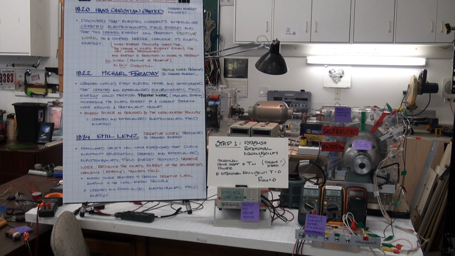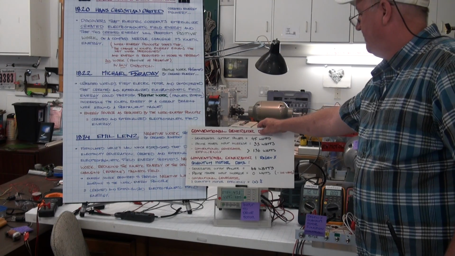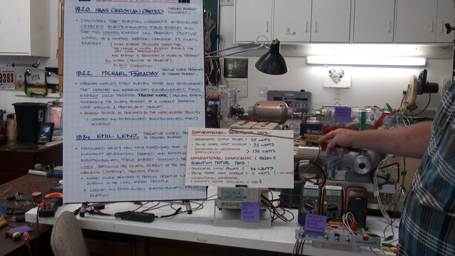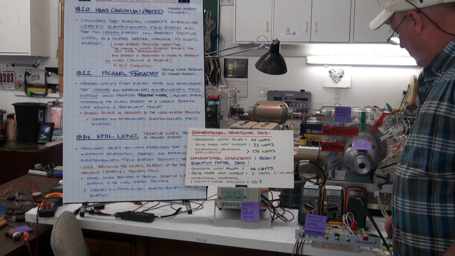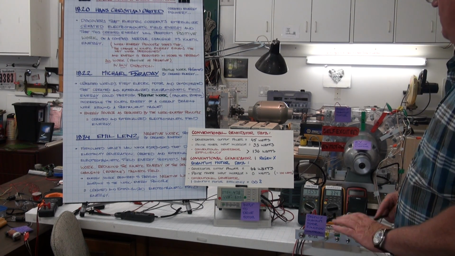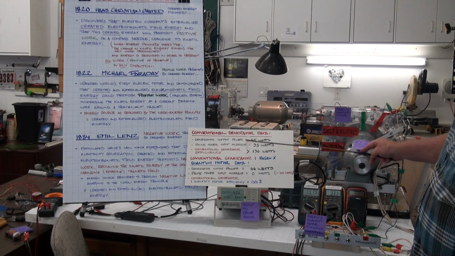And as we saw with the conventional generator, the prime mover input goes up because additional mechanical power is required by the generator, whereas with the RegenX generator, the prime mover consumption goes down because the RegenX generator is performing positive work.